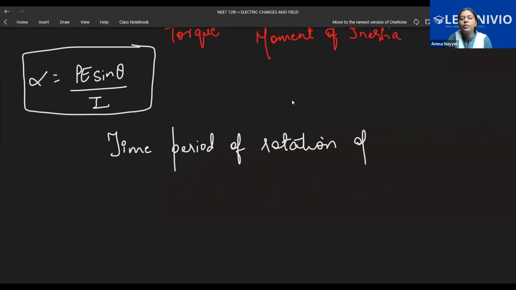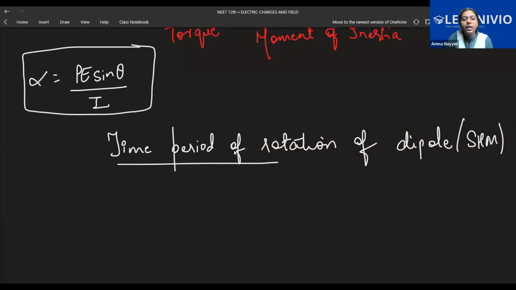Rotation of dipole. So this is the question which we discussed in the class, the SHM question. Simple harmonic question. Remember the class 1 question we did where I told you that torque is equal to PE sine theta. The derivation is very simple. Torque is PE sine theta.